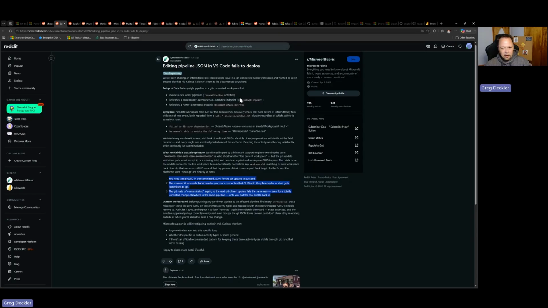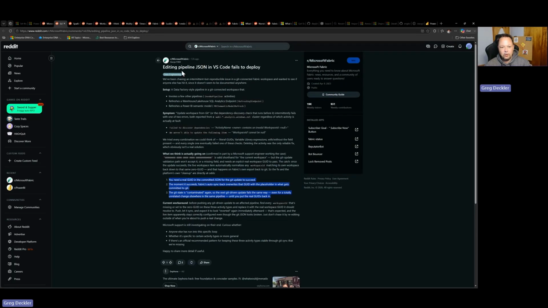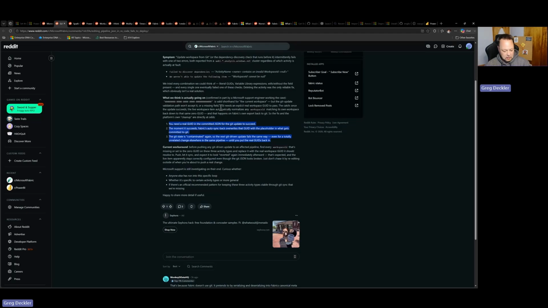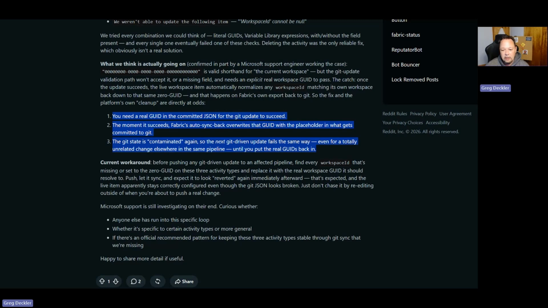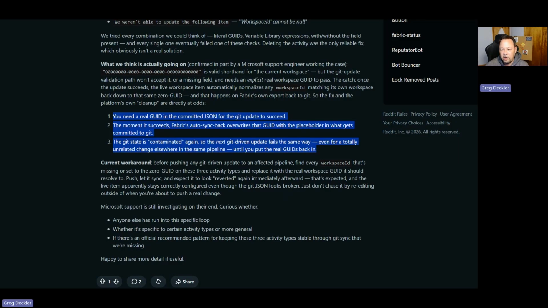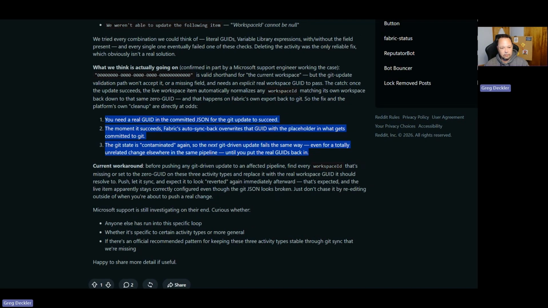Editing pipeline JSON in VS Code fails to deploy. This one is great. All right, so they're trying to write pipelines in VS Code, blah, blah, blah. So here's the thing that I've highlighted right here: you need a real GUID in the committed JSON for the Git update to succeed. The moment it succeeds, Fabric's autosync back overwrites that GUID with the placeholder, that's basically a zero GUID, and that's what gets committed to Git. The Git state is contaminated again, so the next Git-driven update fails the same way, even for a totally unrelated change elsewhere in the same pipeline, until you put the real GUIDs back in. So basically, Fabric is fighting itself, essentially. It's hilarious, and nobody has a solution for it, apparently.